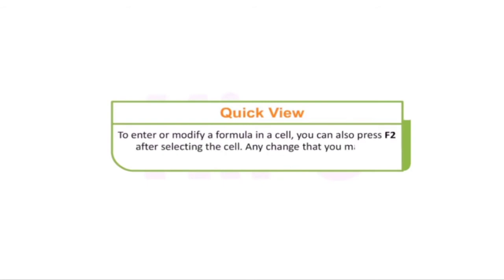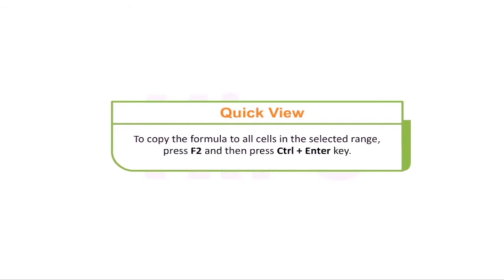Students note that to enter or modify a formula in a cell, you can also press F2 after selecting the cell. Any change that you make in data will be reflected in the formula result. To copy the formula to all cells in the selected range, press F2 and then press Ctrl plus Enter key.